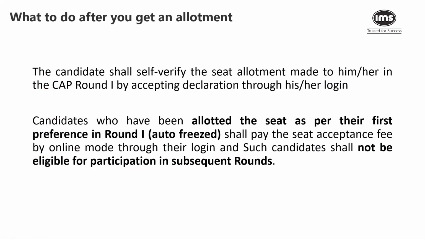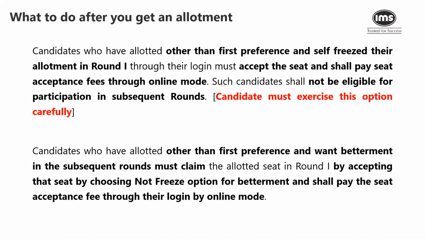So as I spoke about this some time back, once you get a particular seat allotted to you, you have to accept the declaration through your login. So candidates who have been allotted the seat as per their first preference in round 1, that becomes auto-freezed. So you need to pay the seat acceptance fee in that case through the online login, and such candidates shall not be eligible for participation in subsequent rounds. And that is why I said the first preference should be an aspirational for you. This is something that you want to get into, but you might not be able to. But you still want to try for it, and that is why your first preference, be very, very careful with that.